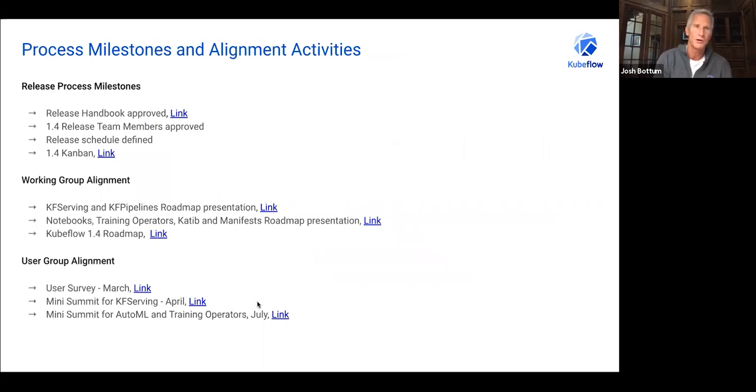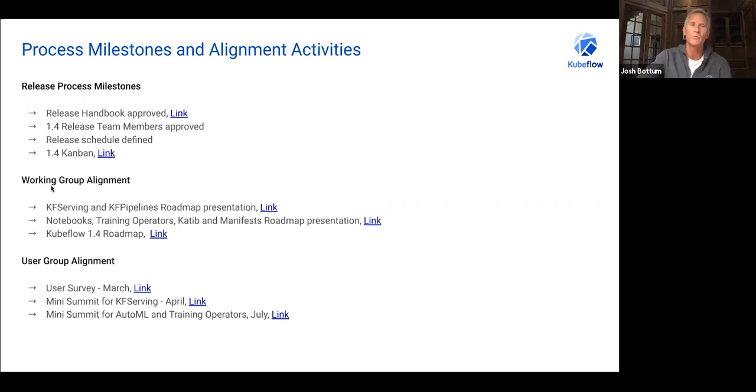And in 1.4, you also saw many process improvements, including the introduction and the use of a release handbook. There were release team members that were voted on and approved. There was a schedule that was defined. Again, we used the Kanban board.